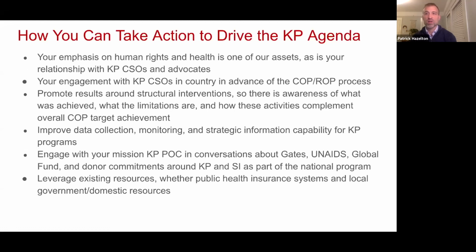It's mandated as part of the process, and it's a way to have increased attention to KP issues. Be sure to promote any results you have around structural interventions and look for opportunities to expand those. Continue to improve upon data collection, monitoring, and SI capacity for KP programs, and engage with your mission KP POC. And also, here at OHA, we have the opportunity to support you with discussions that are happening with Gates, UNAIDS, Global Fund, and other donors. There's a global landscape all around KP issues that we want to make sure you are aware of and connected to.